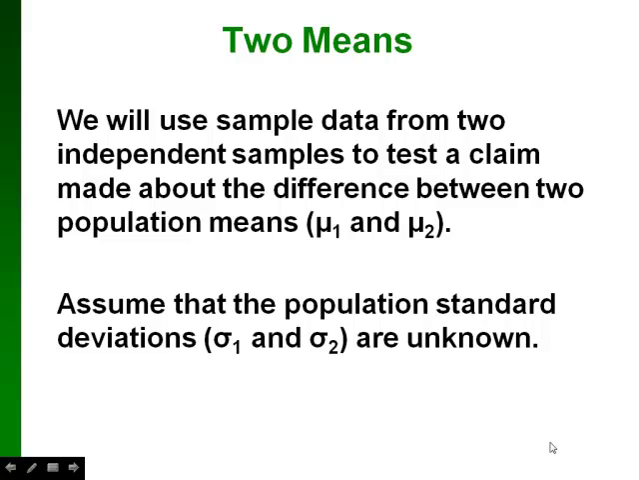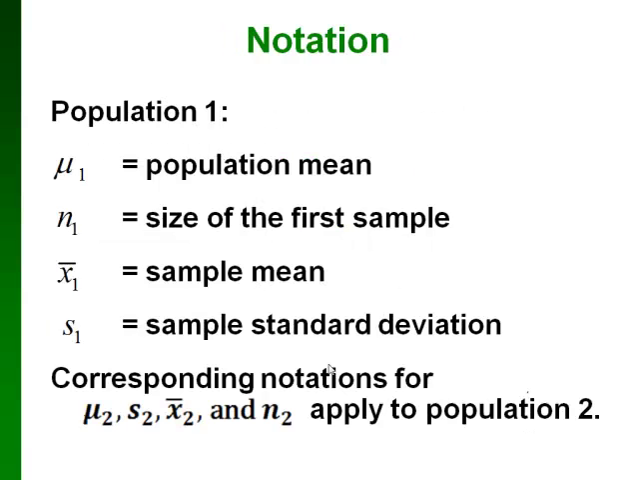What we'll do is use sample data from two independent samples to test a claim made about the difference between the two population means. In all of these problems, since we have two populations, we'll have to use subscripts to tell the difference between the two. So here our two population means are mu1 and mu2. And we'll assume that our population standard deviations, which would be sigma 1 and sigma 2, are unknown. So we won't have any information about the population standard deviations.